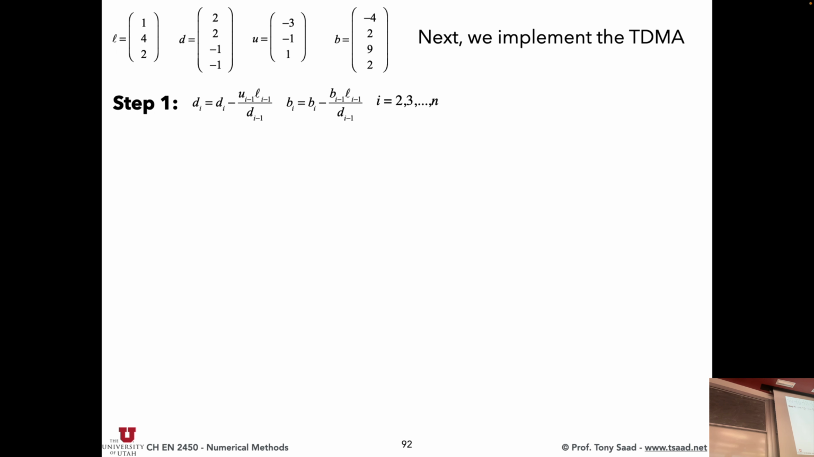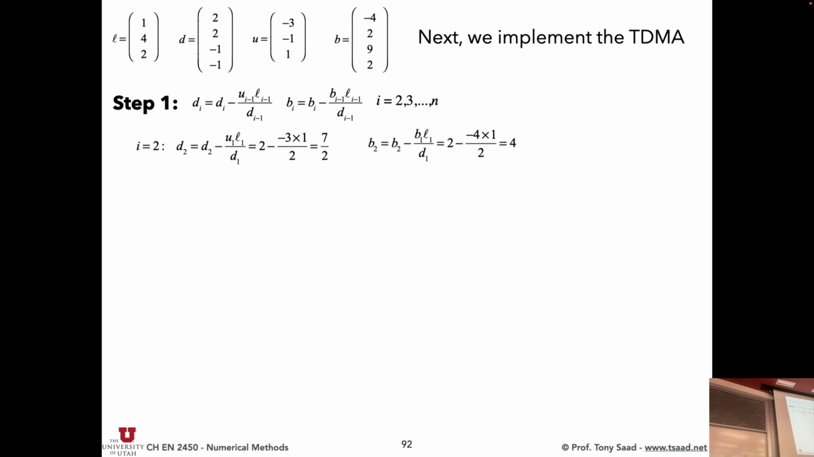And we're going to start with equation 2 all the way to the end. So that loop goes from I equal 2 to I equal n. We start with I equal 2. That's equal to D2 minus U1 L1 over D1. You have L1, U1, and D1 up there. You just plug them in, and you get 7 over 2. And then B2 is B2 minus B1 L1 over D1. Again, you get the same thing, and you get a 4.